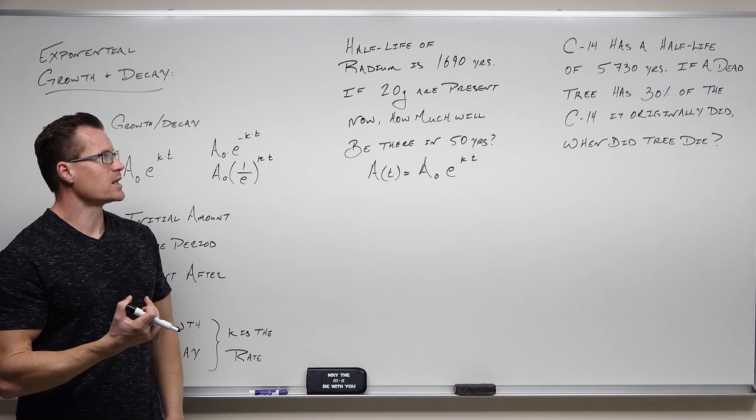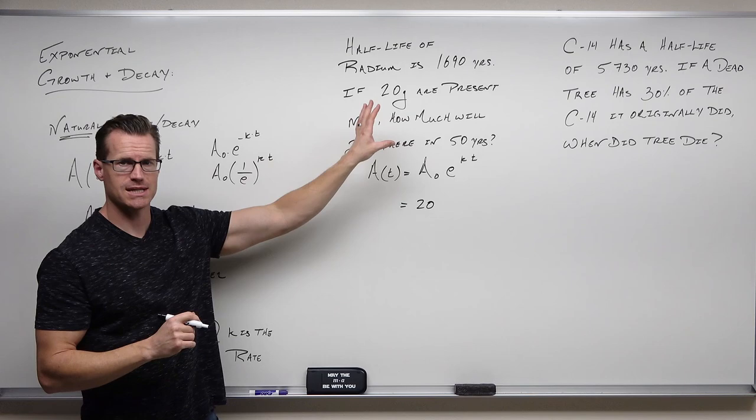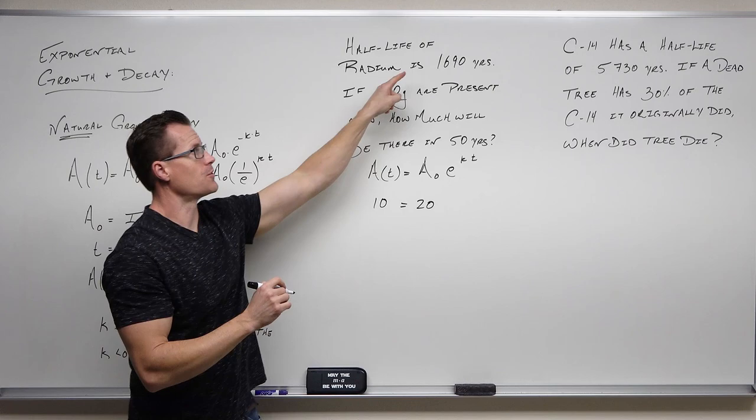So the half-life of radium is 1690 years, but that gives us something, doesn't it? It says if you have 20 grams now, what a half-life says is there will be half of this after that much time.